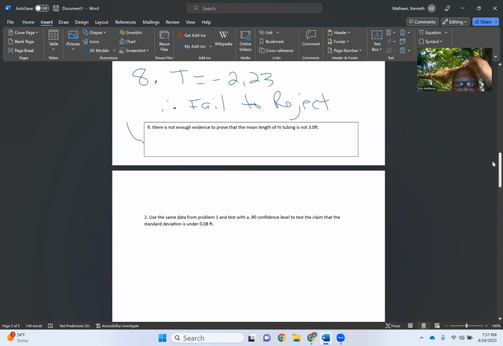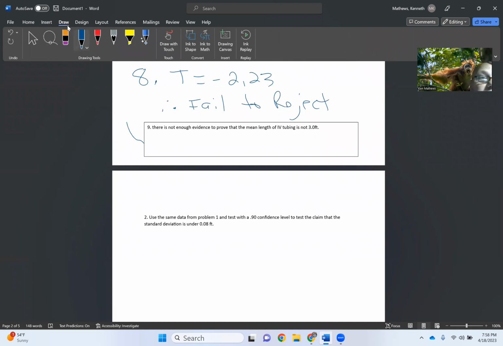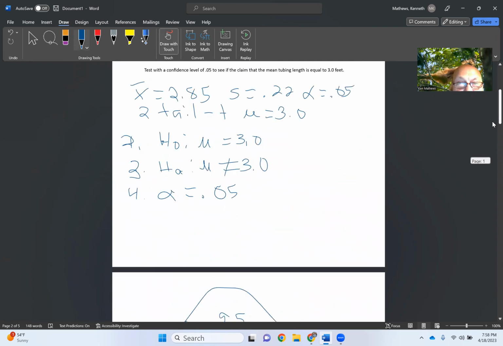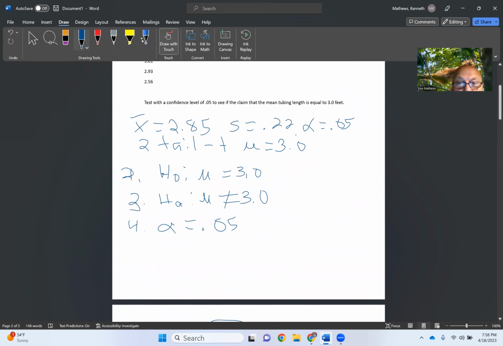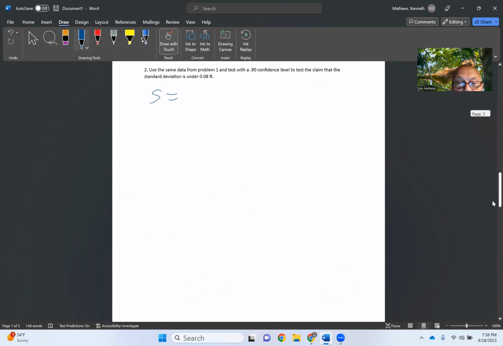Okay, now at this time, let's go to draw. Okay, what are we testing? The same data from problem 1, but we're only testing the standard deviation. So the standard deviation of our sample was equal to, was it 0.22? Yes, 0.22. And the claim is that it's 0.08. So the claim of the standard deviation is 0.08.